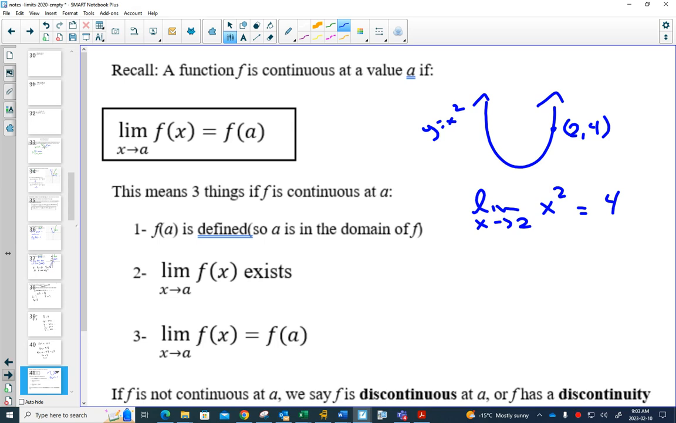The limit, as I get close to 2, from the left side, obviously, and from the right side, is also equal to 4. So if the point exists, and the limit is going to that point from both sides, in mathematics, this is the mathematical definition of what it means to be continuous.